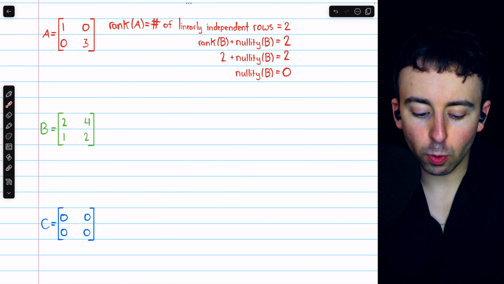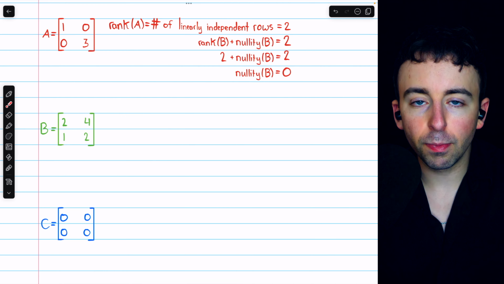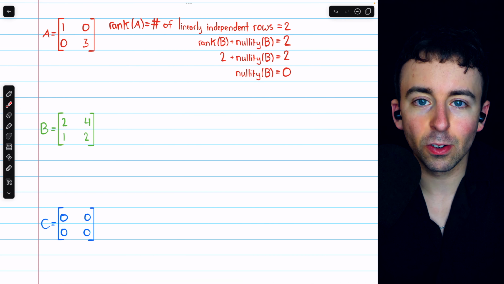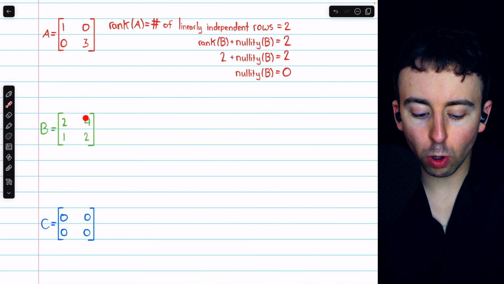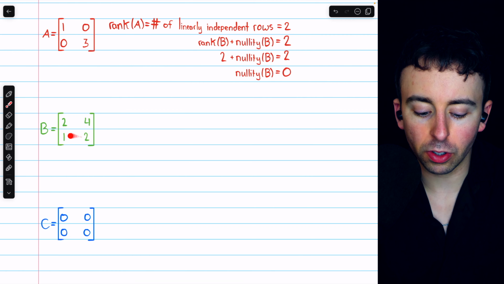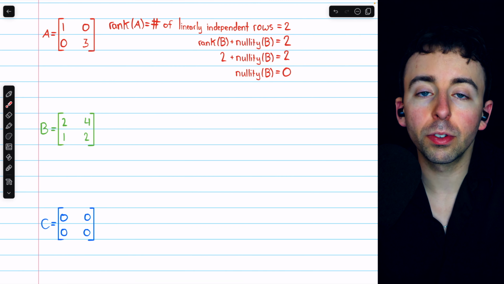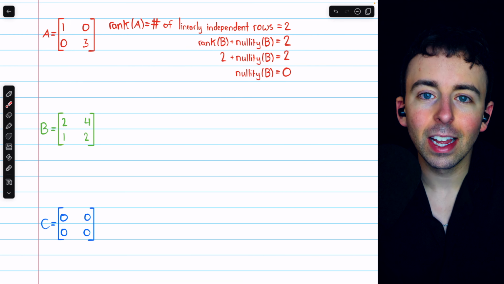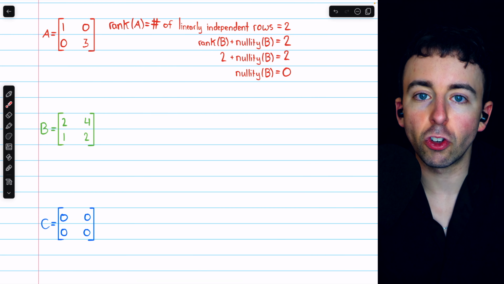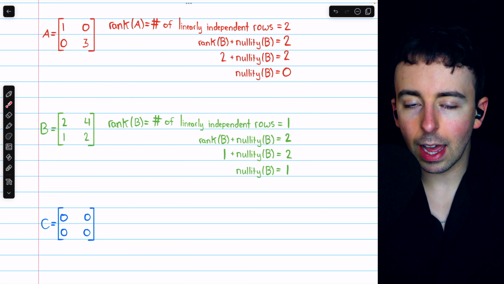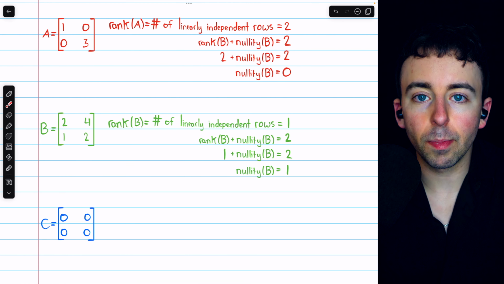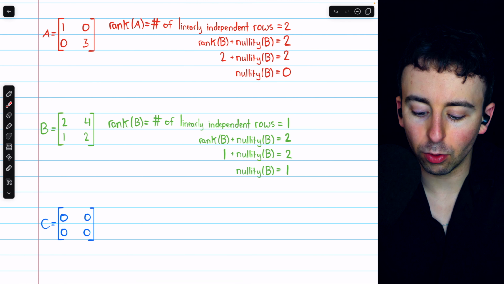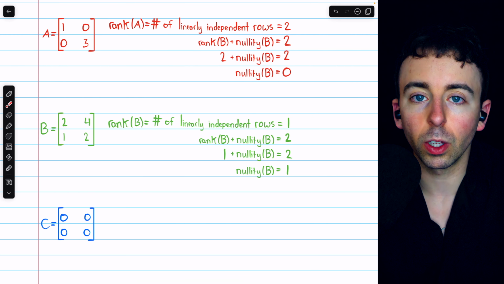Moving on to matrix B, we see that the matrix B has one linearly independent row. Row 1 is equal to 2 times row 2. So these two rows are not linearly independent. The rank of B then would be just 1. Since B has only one linearly independent row, and so its rank is 1, the rank plus the nullity must be 2, so the nullity must also equal 1.